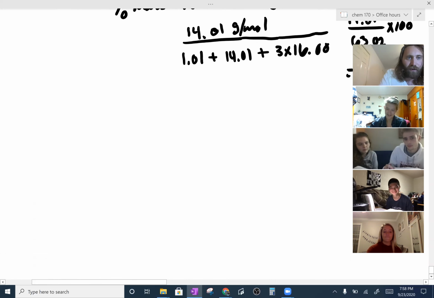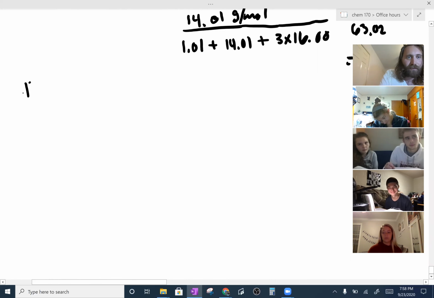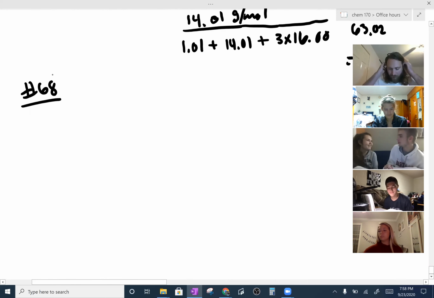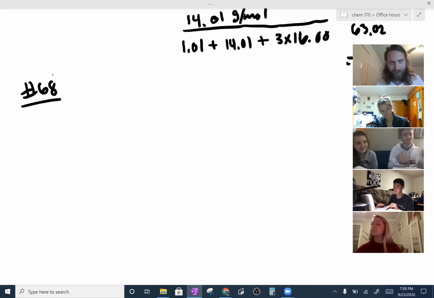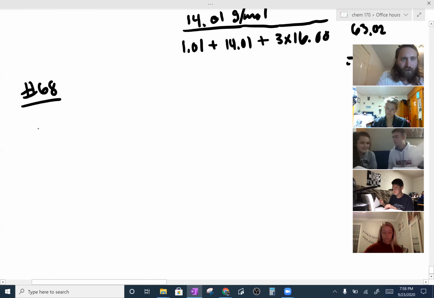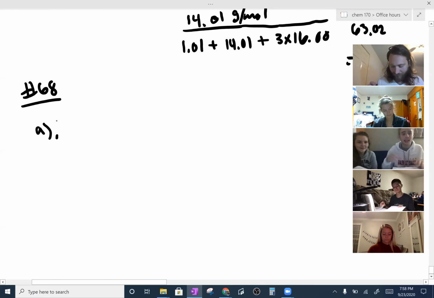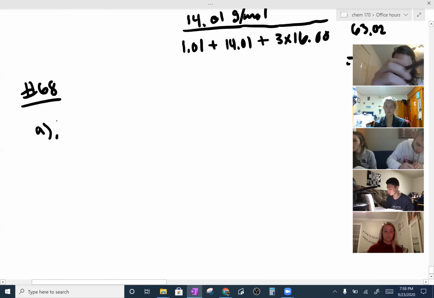Okay, finally, number 68. It asks you how many molecules or formula units are in each sample. So what it's asking you to do is figure out how many molecules are in the given sample. So for example, A, it's asking how many molecules of carbon tetrachloride are there in this 85.26 gram sample.